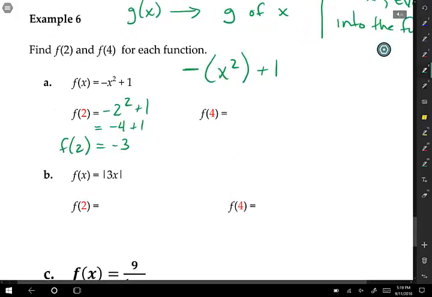When we plug in for f of 4, we have the opposite of 4 squared plus 1, which is negative 16 plus 1, which is negative 15. So f of 4 is negative 15.